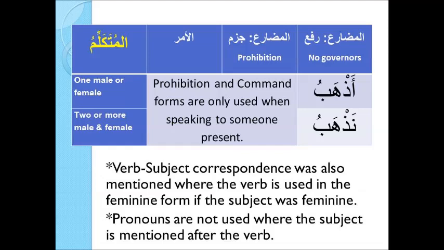Verb-subject correspondence was also mentioned where the verb is used in the feminine form if the subject was feminine, and pronouns are not used where the subject is mentioned after the verb.